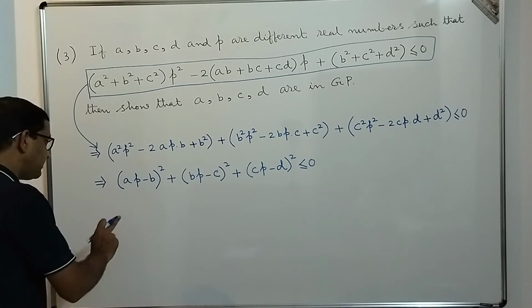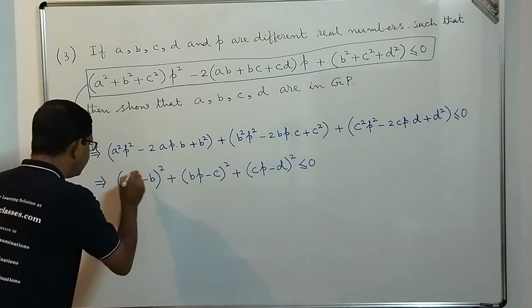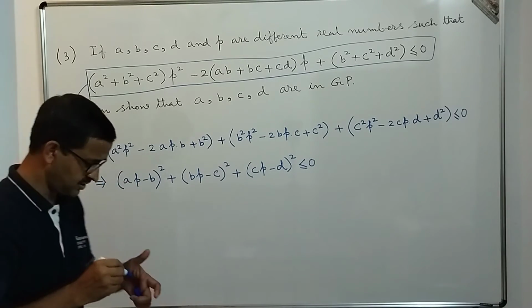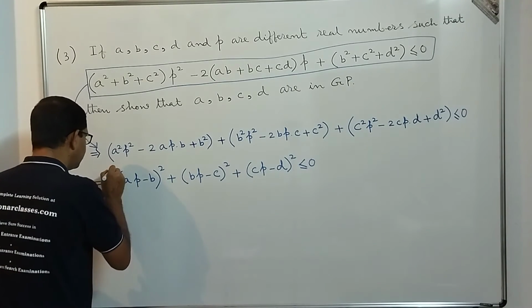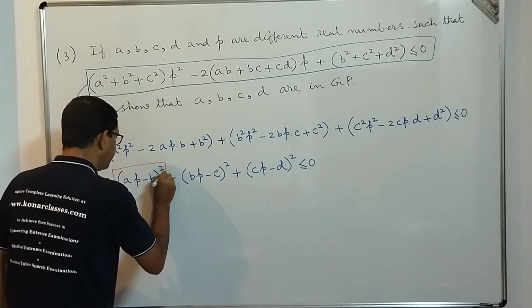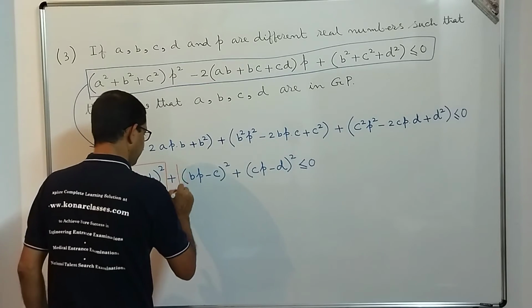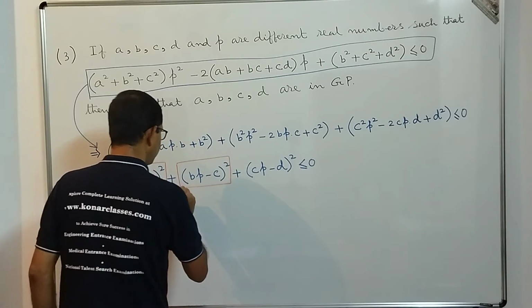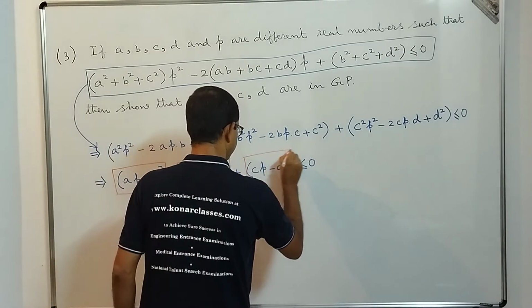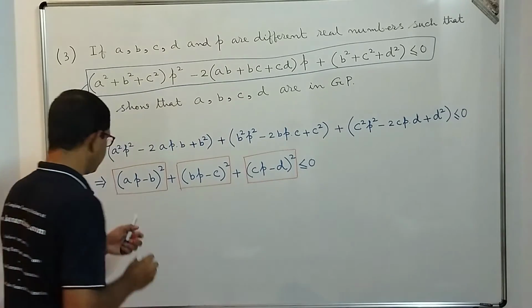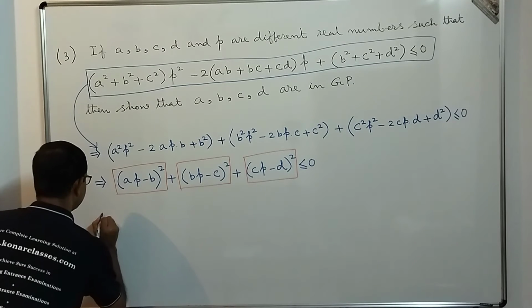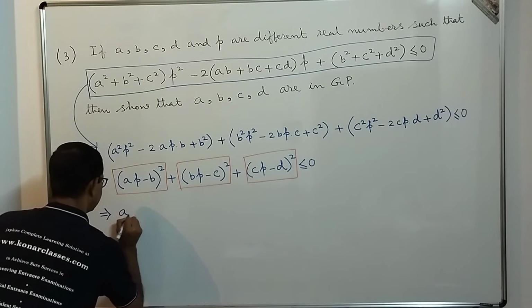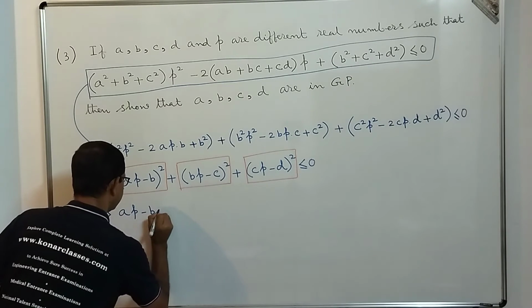Now, if it is equal to 0, that means this individual term has to be 0. Correct or not? If the squares of three numbers are equal to 0, then these three numbers will be individually equal to 0. These three have to be individually 0. Correct or not? So now if this is equal to 0, what we can write, dear students, that AP minus B is equal to 0. This implies AP minus B is equal to 0.